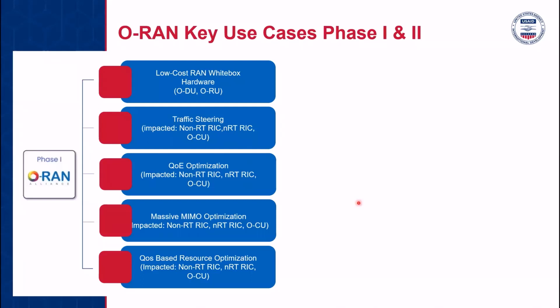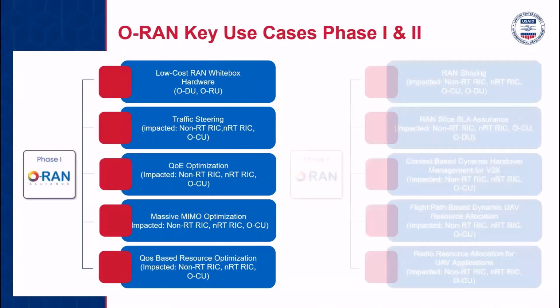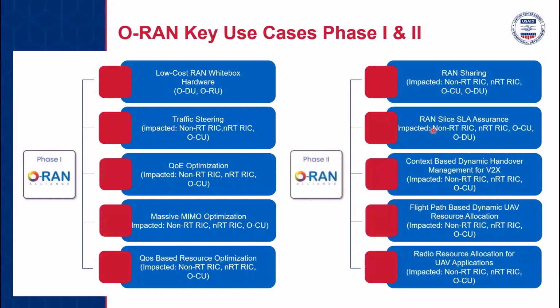And meron tayong mga QoE optimization. And then ito yung pag-usapan natin mamaya, massive MIMO optimization and QoS-based resource optimization. Hindi natin isa-isahin, ano? Medyo marami tong mga use cases na to. Ito yung phase 1. And then phase 2 is the RAN sharing na pinag-usapan natin last 2 weeks ago.